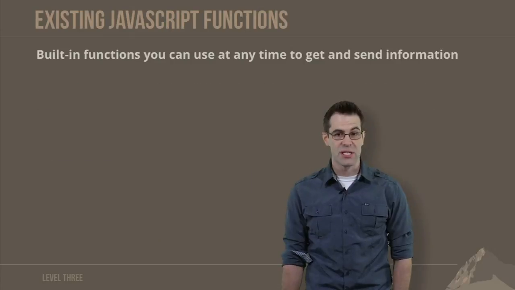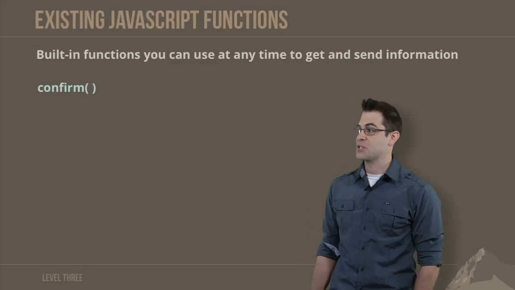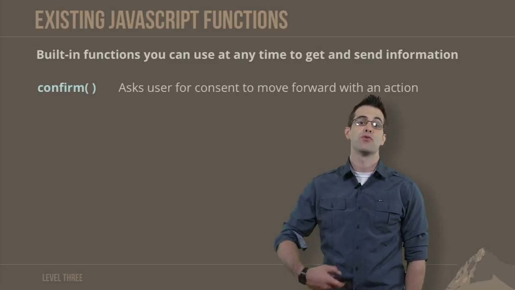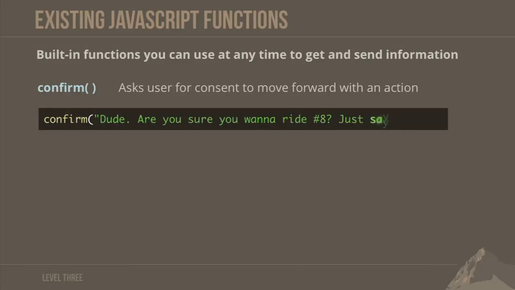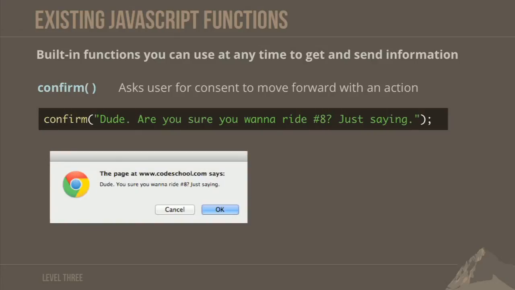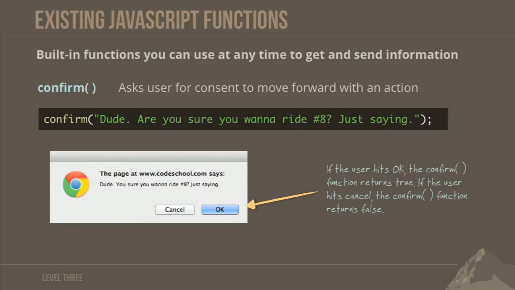Another built-in function is the confirm function. It asks users for consent to move forward with a specific action. Here we're using the confirm function to make sure that a passenger wants to ride train number 8. A small window appears when the confirm function is evaluated, presenting the user with the opportunity to say OK or cancel. If the user actually hits OK, the confirm function is going to return a true Boolean value. If they hit cancel, we'll get a false Boolean value.